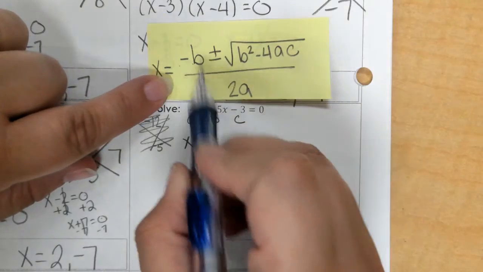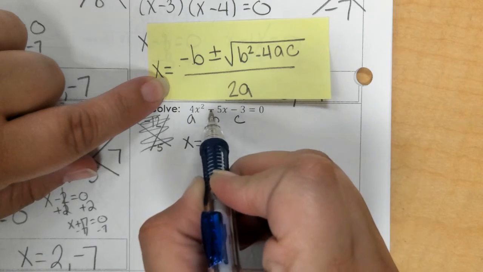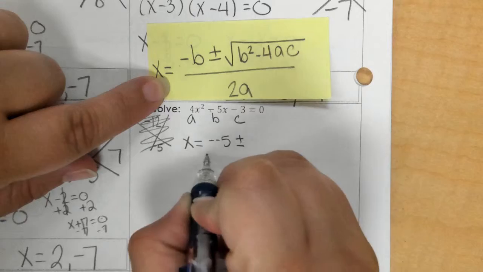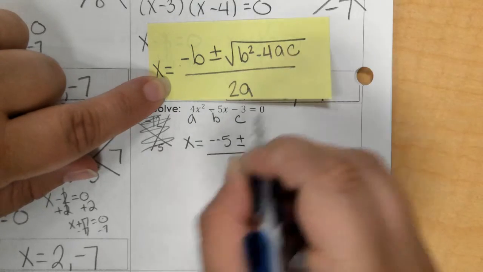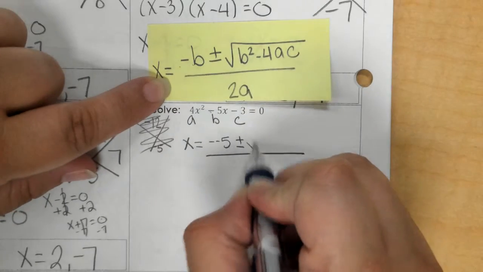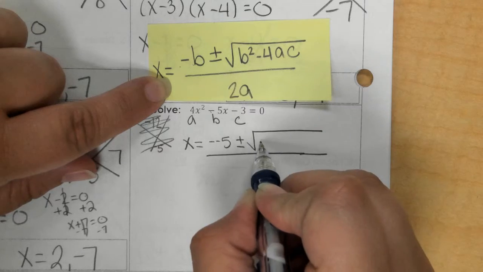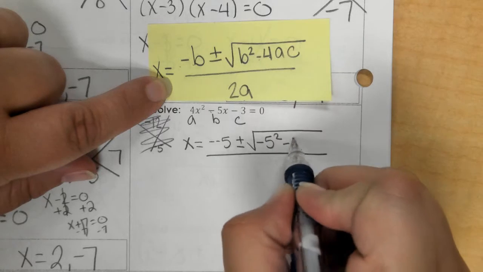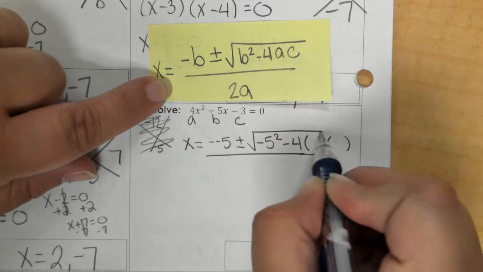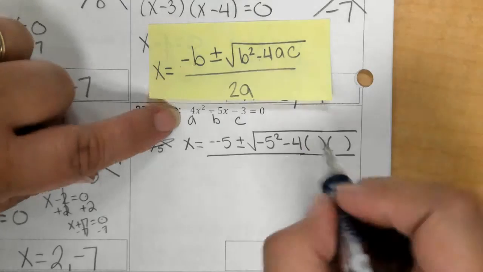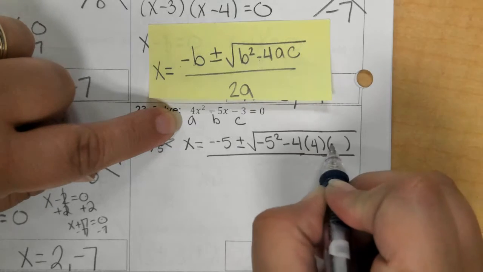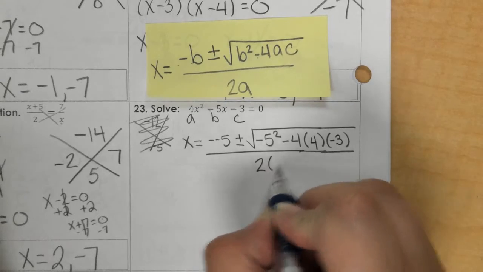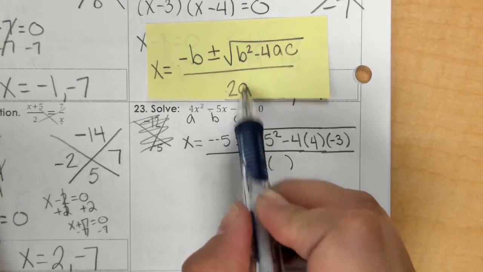a negative b. Well, b is already negative here, so it's a negative into a negative. We should know that that will become positive. Then we have the square root of b, which is negative 5 squared, minus 4 times a times c. So a is 4 and c is negative 3. I multiply that at the bottom by 2 times a, and a is 4.